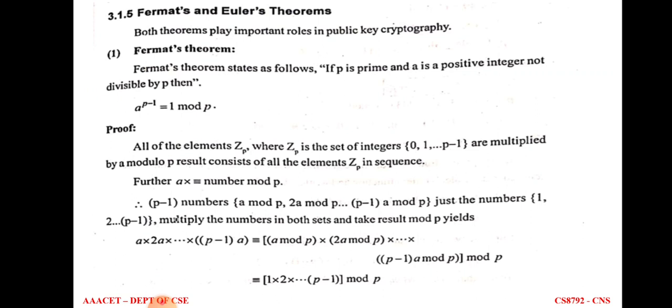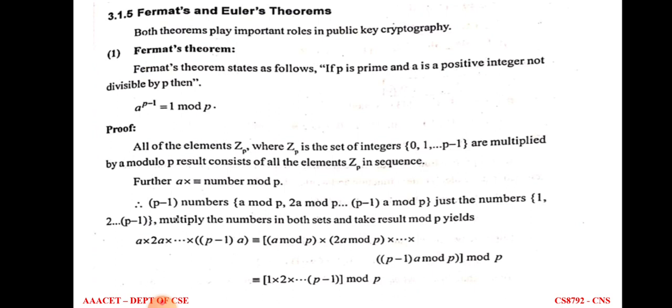This is the theorem, and let us see the proof. Consider all the elements to be presented in Zp. Zp is a set of integers which can vary from 0, 1, up to p minus 1. We are taking p minus 1 because it is not divisible by a, and these are multiplied using the modular arithmetic operation, and the result in Zp is the sequence 1, 2, up to p minus 1.